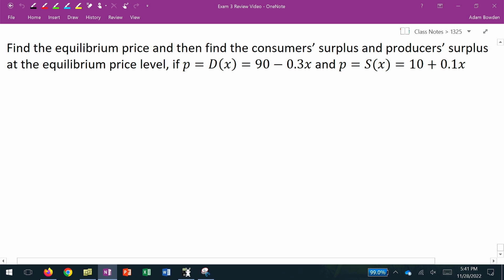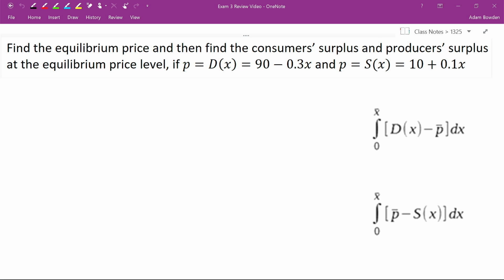On this next one, it says find the equilibrium price and then find the consumer surplus and the producer surplus at the equilibrium price level, if P equals D of X equals 90 minus 0.3x and P equals S of X equals 10 plus 0.01x.